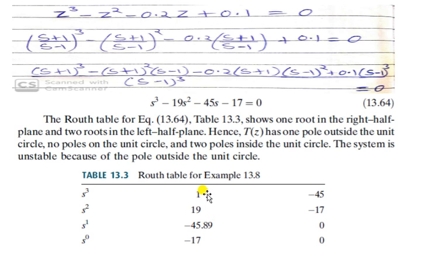Now, if you observe this first column, it has plus 1, minus 19, minus 45, minus 17. So if you check here the number of sign changes, from the plus sign you are getting the minus 19, and after that you have minus and minus again, so only one sign change is there. So as we know, if one sign change is there, it means one pole will lie on the right hand side of the s plane.